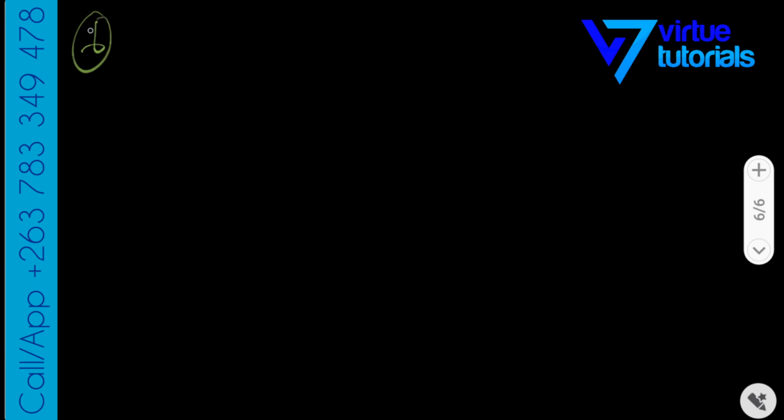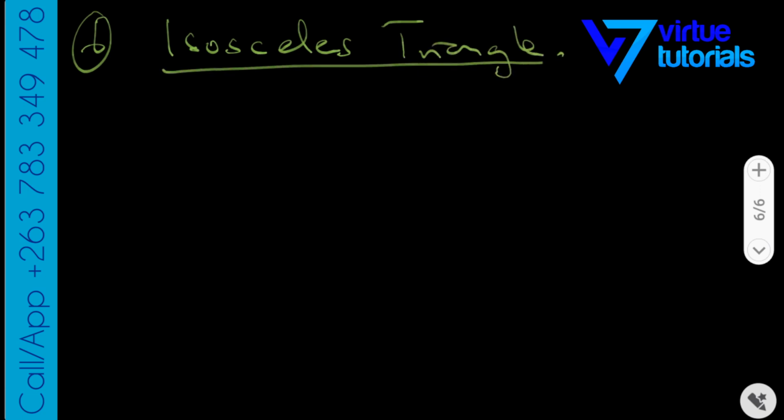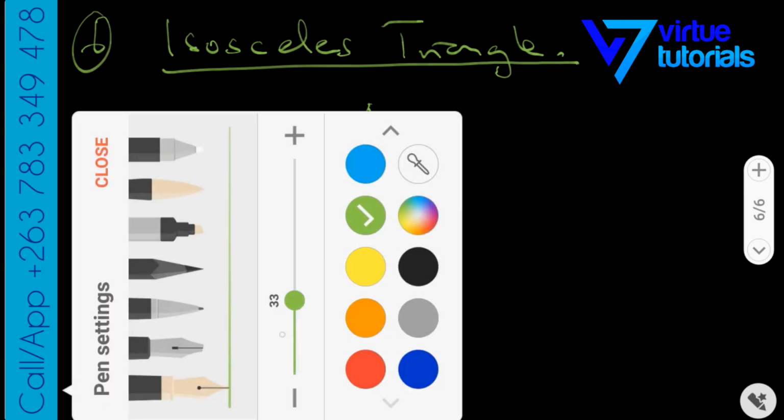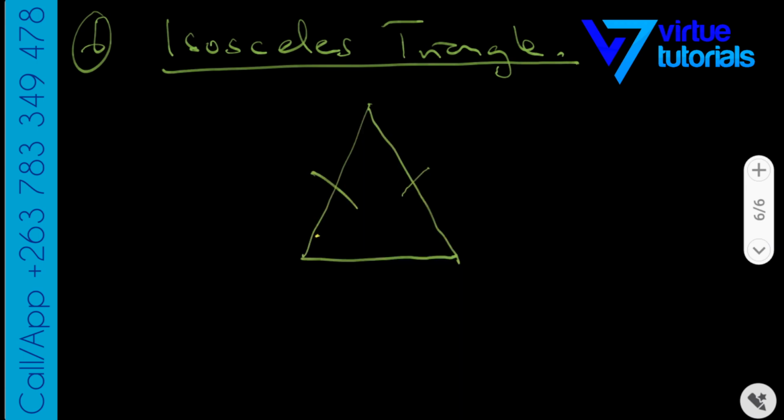The last part is now the isosceles triangle. An isosceles triangle has got two sides that are equal. So maybe that side and that side are equal. If you have an isosceles triangle, the base angles will also be equal. So these are the base angles here. So if this is x1 and that's x2, x1 is equal to x2.